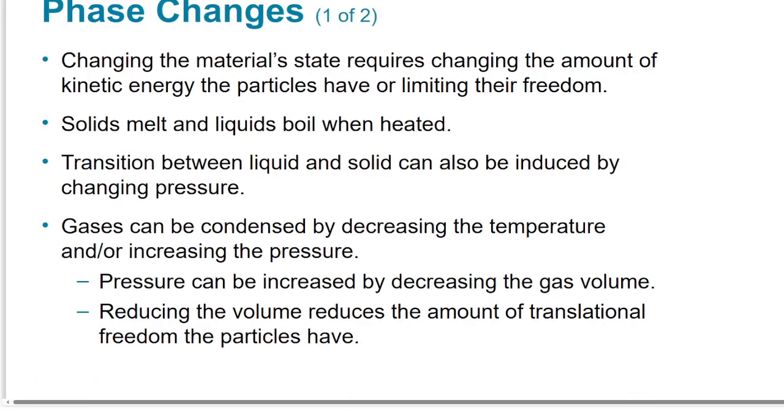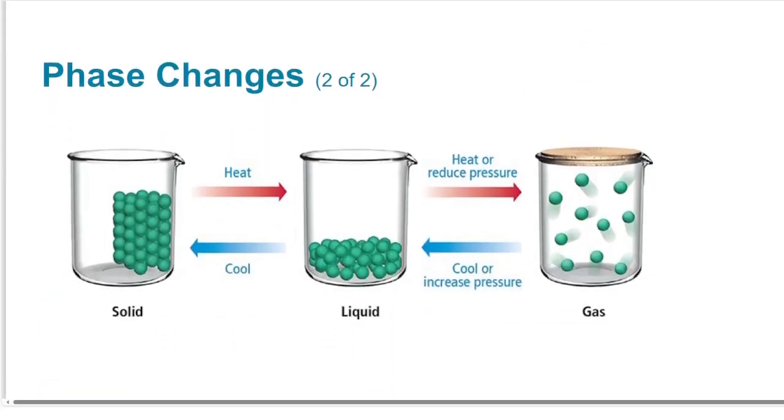Now we can change phases in different substances by adding heat, by increasing the temperature. So solids melt and liquids boil when they're heated, and we can transition between these states by adding heat or removing heat. We can sometimes also transition between these states by increasing or reducing the pressure, which decreases or increases the volume of a gas. So again, if we add heat, we can convert a solid to a liquid. If we add more heat, we can convert a liquid to a gas. We can convert a gas to a liquid by removing heat, or a liquid to a solid by removing heat. But you can also convert a liquid to a gas by reducing pressure, or a gas to a liquid by increasing the pressure.